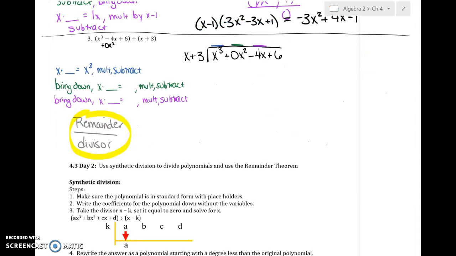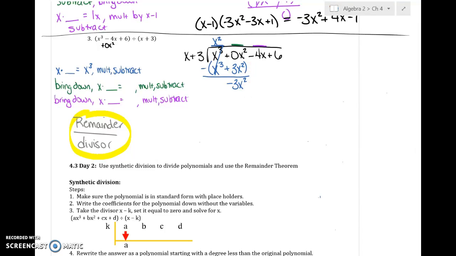Okay? So first, x times what will give you x to the third? That would be x squared. Multiply x squared to x and 3 and write that underneath. That would give you x to the third plus 3x squared. We need to subtract both of those from the terms above them. X to the third minus x to the third, that cancels, which is what it's supposed to do. 0x squared minus 3x squared is negative 3x squared.